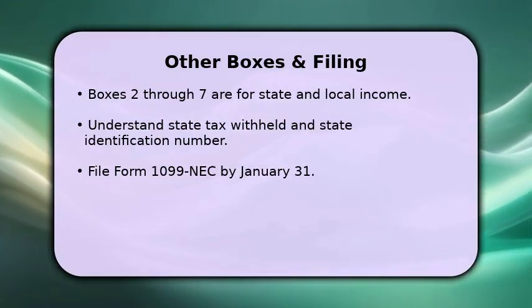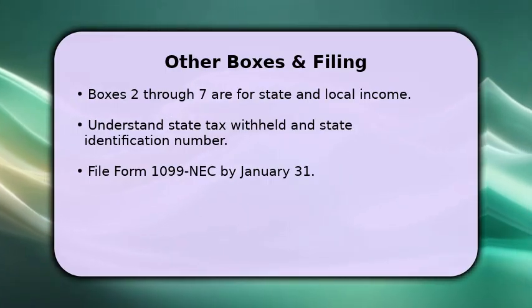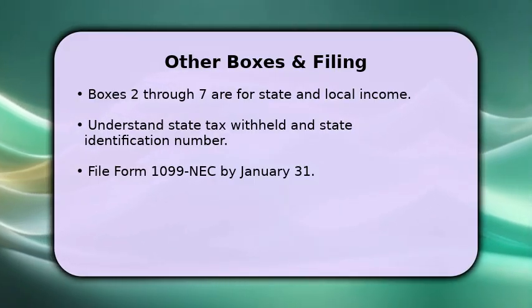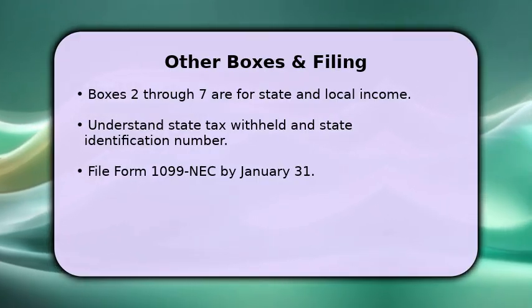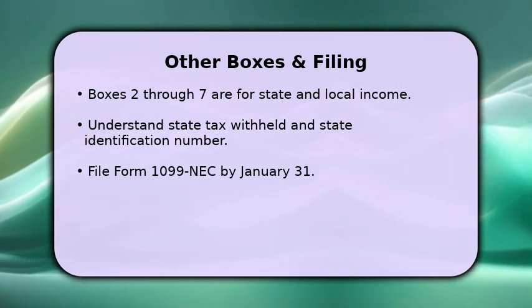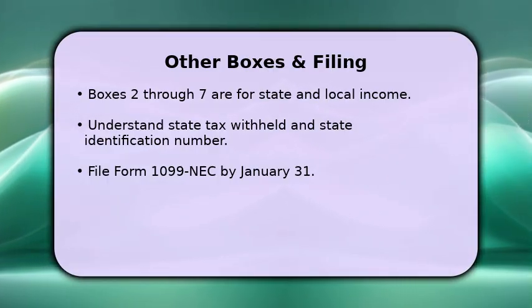Finally, let's look at the remaining boxes and filing. Boxes 2 through 7 are for state and local income tax information, including state tax withheld and the payer's state identification number. Fill these out if applicable to your state's requirements. Remember, the deadline to file Form 1099 NEC with the IRS and to furnish it to the recipient is typically January 31st. Timely filing avoids penalties.